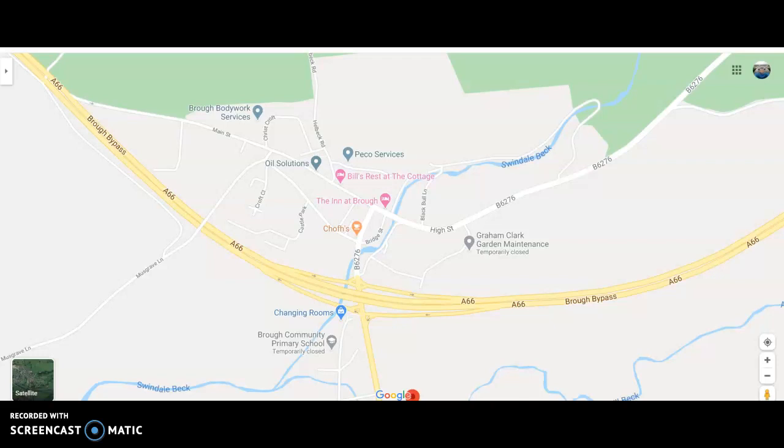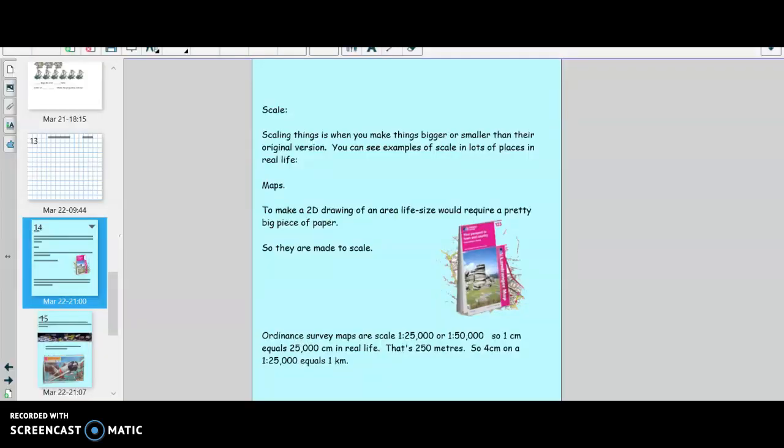It's been scaled down. It's been made really small because you can't fit a life-size map onto a computer screen or onto a sheet of paper. We have to scale it down. That's the word we're thinking about when we make things smaller or bigger than their original size. Let's go back to my smartboard presentation. And some of you might go out and use Ordnance Survey maps when you're walking in the countryside. I do.